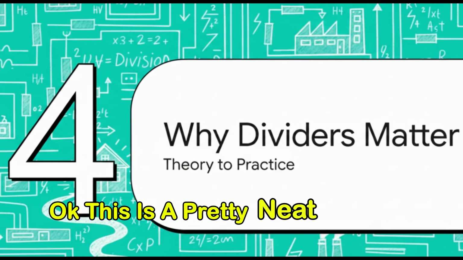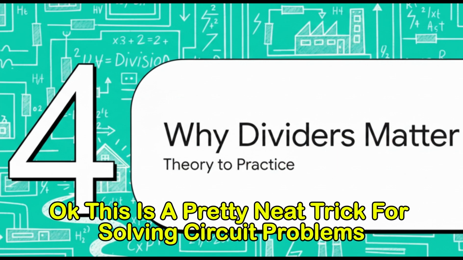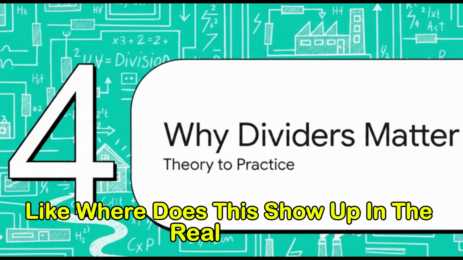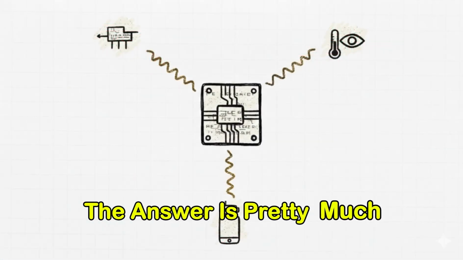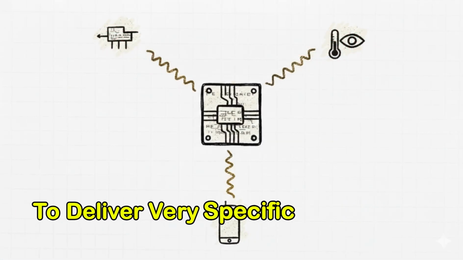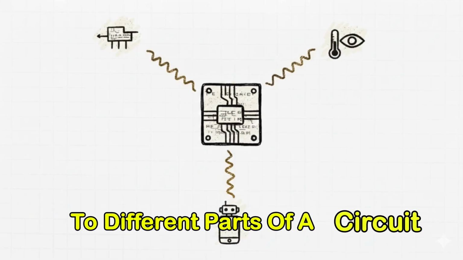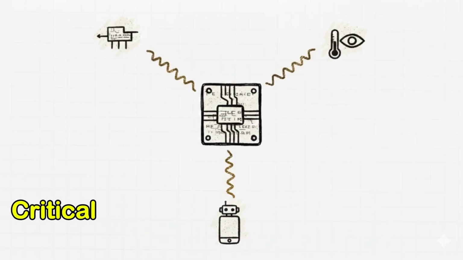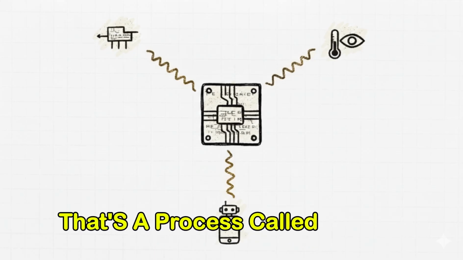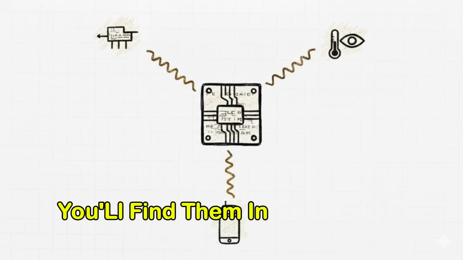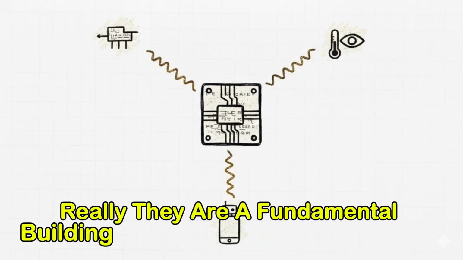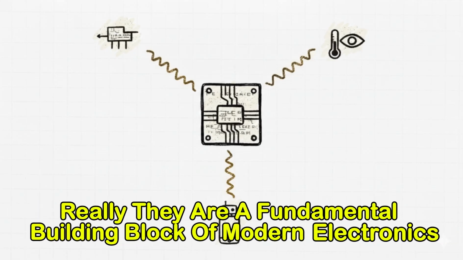Okay, this is a pretty neat trick for solving circuit problems, but why does it actually matter? Like, where does this show up in the real world? The answer is pretty much everywhere. Current dividers are used all the time to deliver very specific amounts of current to different parts of a circuit. They are absolutely critical for setting up transistors to work correctly. That's a process called biasing. You'll find them in all kinds of sensors and measurement tools. Really, they are a fundamental building block of modern electronics.